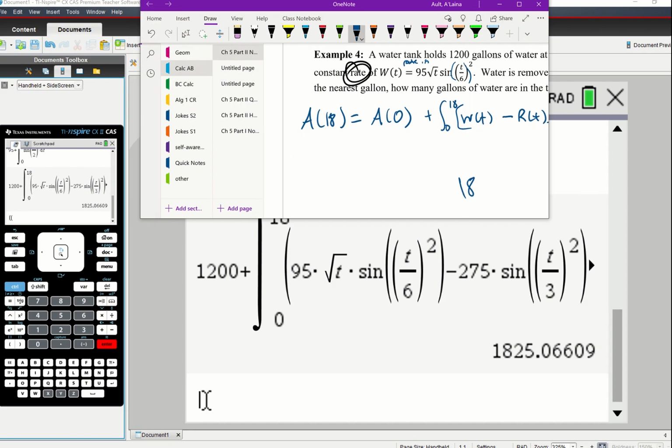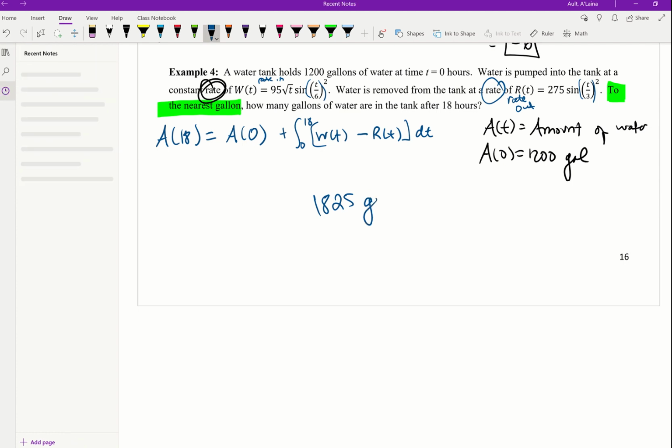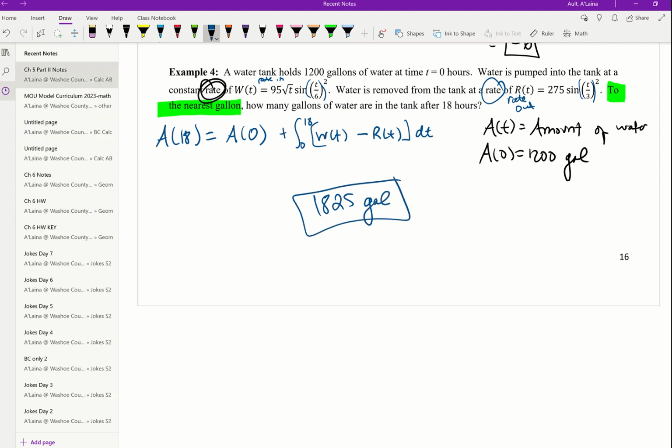Now this said in the problem, to the nearest gallon. And when it says to the nearest gallon, it really does mean to the nearest whole gallon. We are expected then to not have those decimals because we were told differently. And then this would be the unit of measurement here. And these are the end of the notes for accumulation.